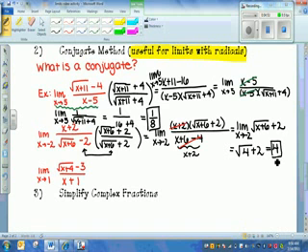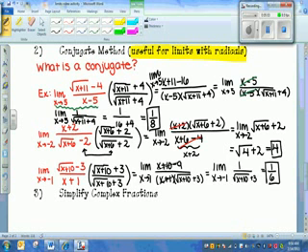Okay. Pause it and try the next one on your own. When you're done, check back to make sure you got the right answer, and then I will tell you what questions you need to do on the worksheet.